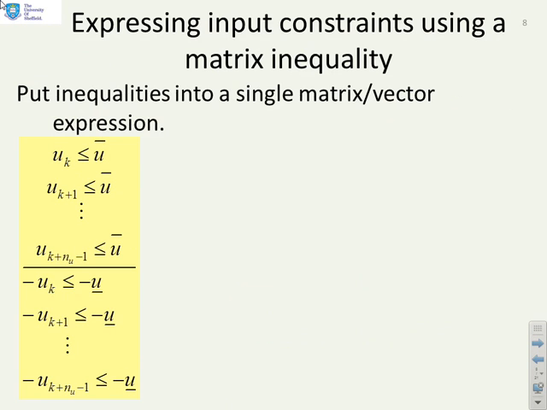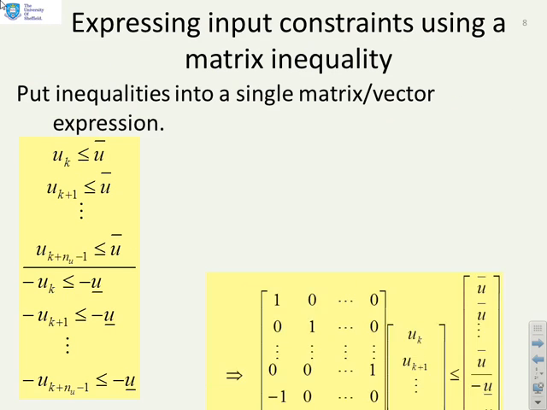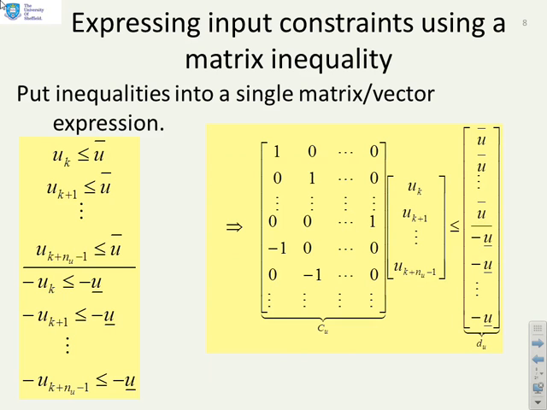Again, what I want to do next is put these into a single matrix vector expression, and hopefully you'll see this is exactly the same as rate constraints. I've now got C_U times U future is less than or equal to this vector, which has got the upper limits and the lower limits. And again, I won't dwell on that because this is identical to 2 slides ago. If you need to pause the video and look at this slowly, then please do that.